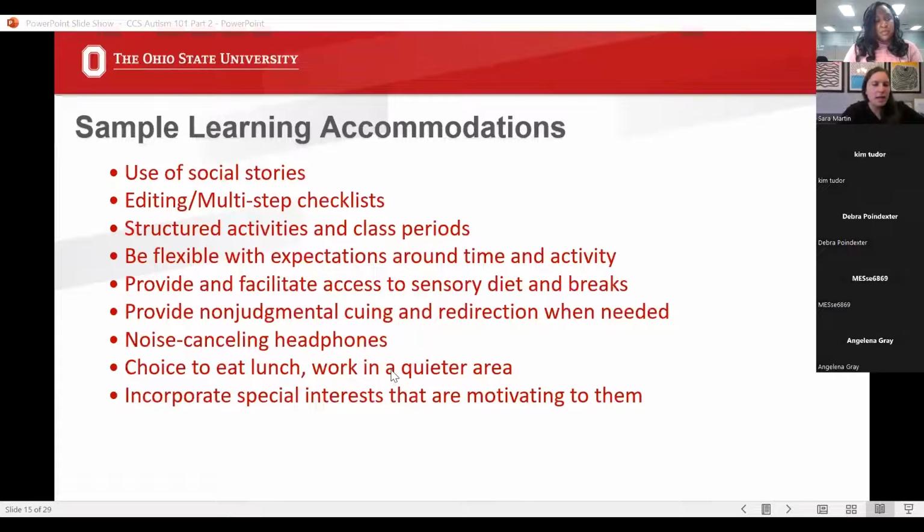So if you're working on a math assignment, you can incorporate some of the things that they like. So if they like superheroes, involve superheroes in the math problems. Manipulating and changing those questions so that it involves the things that are motivating to them can also be super helpful.